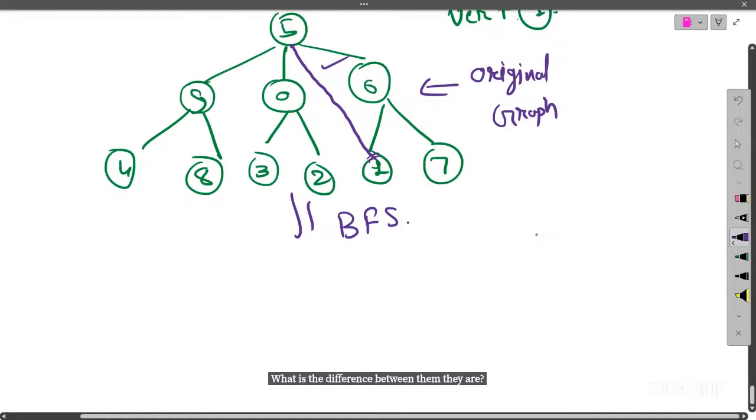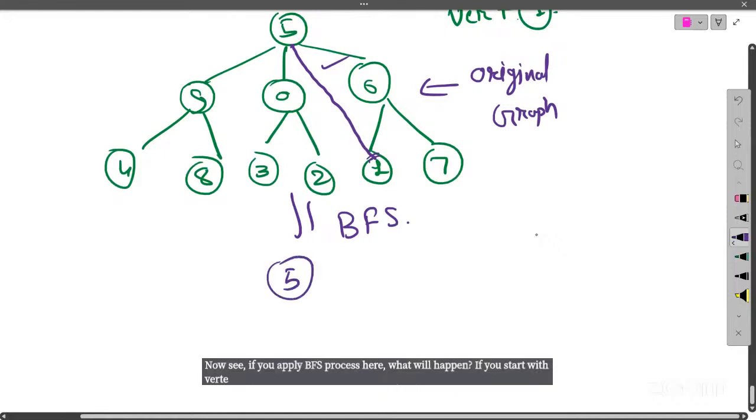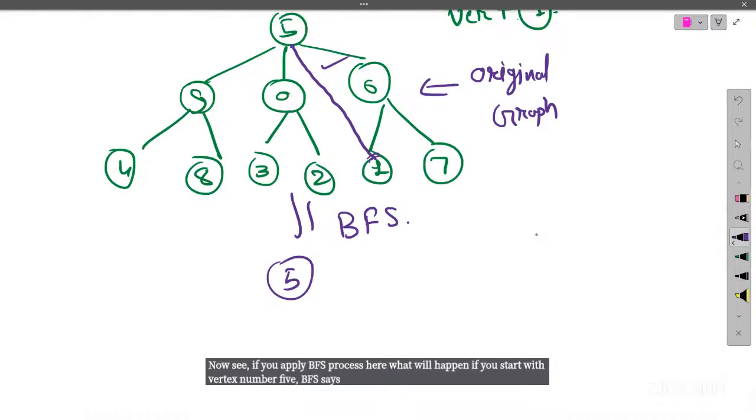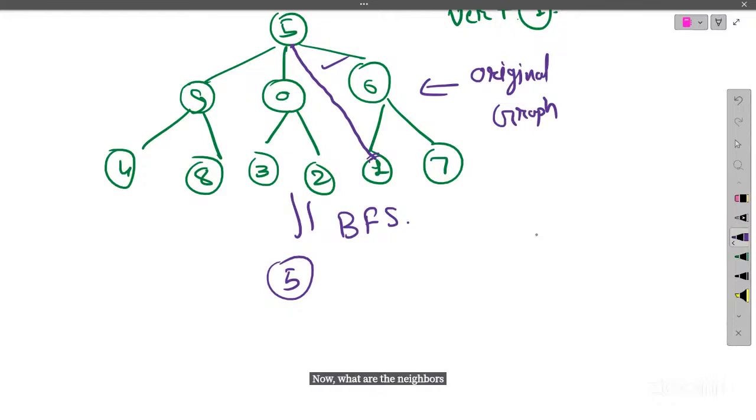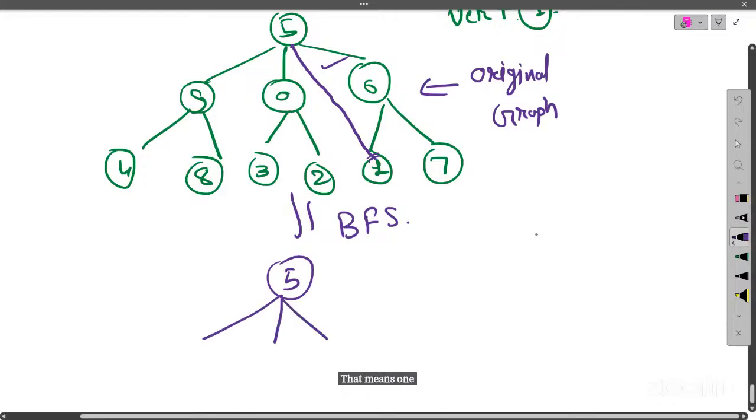Now see, if you apply the BFS process here and start with vertex number 5, BFS says to list out all the neighbors of vertex number 5. The neighbors are 9, 0, 1 and 6. That means 1 will be here now.